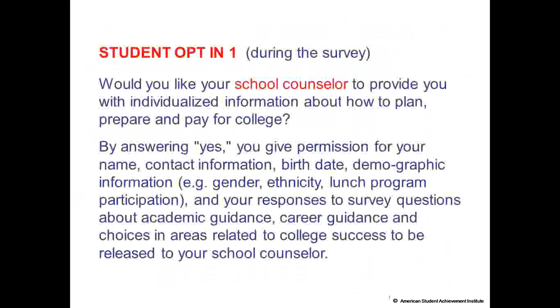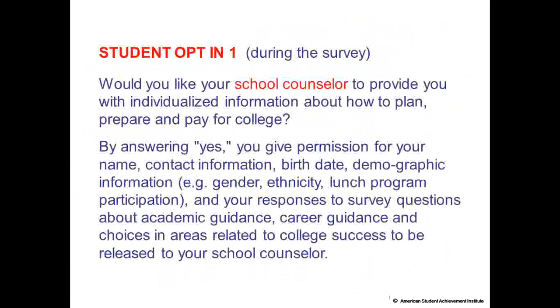First of all, you can only get student names if the kids opt in during the survey. So in the survey, we ask the kids, would you like your school counselor to provide you with individualized information about how to plan, prepare, and pay for college? And then we further tell them that if they say yes, that means that we're going to release their contact information, their demographic information, to their school counselor along with the responses to their surveys.